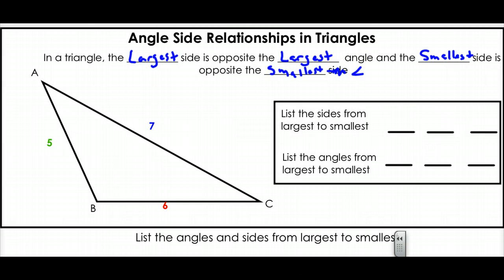That's it. That's what the angle side relationship is in triangles. Largest side is opposite the largest angle. Smallest side is opposite the smallest angle. If you got that, you're good to go today.